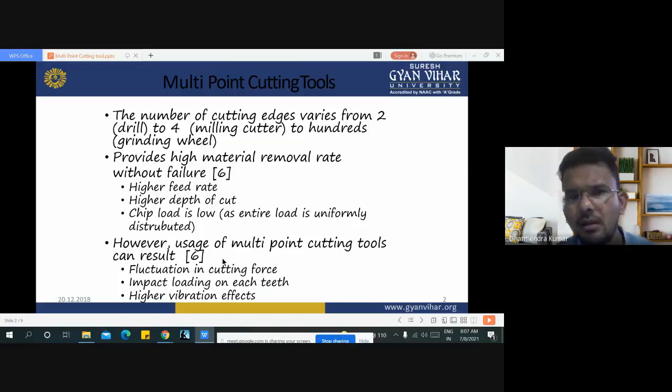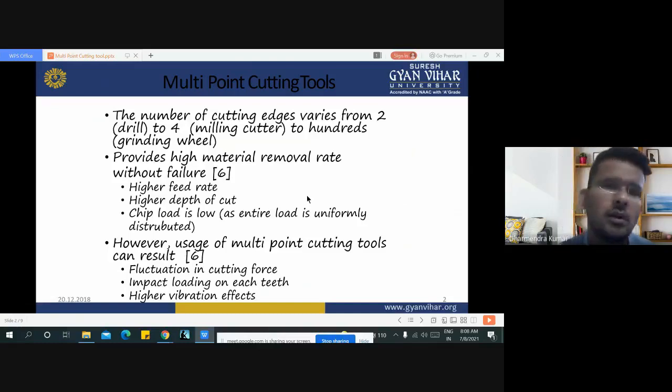These are some basic information about multi-point cutting tools, like the number of cutting edges varies from 2, commonly found in a drill bit, to 4, commonly found in the milling cutter, to 100 cutting edges like in a grinding wheel. Because we know that if any cutting tool has two or more than two cutting edges, then we know it as a multi-point cutting tool.